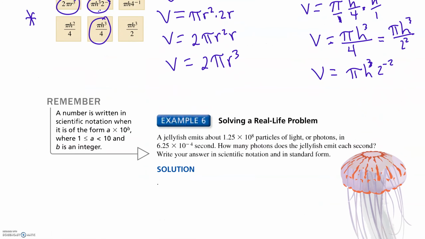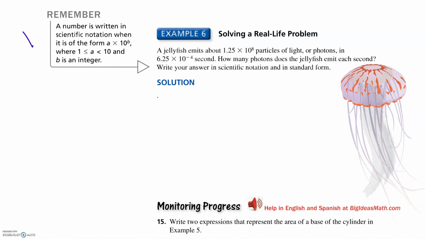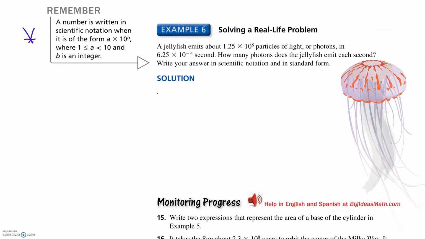Okay, we're going to move on to example 6. There's a little reminder of what it means to be written in scientific notation if you've forgotten. The jellyfish emits about 1.25 times 10 to the 8th particles of light, or photons. That's a lot of particles of light in 6.25 times 10 to the negative 4 seconds. And that's a really short amount of time. Those are both scientific notation, by the way.